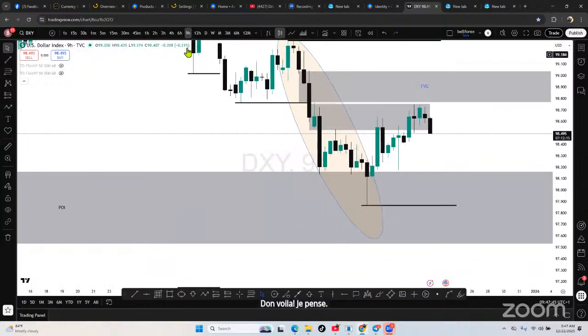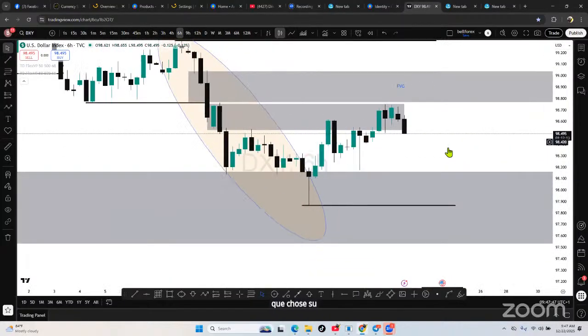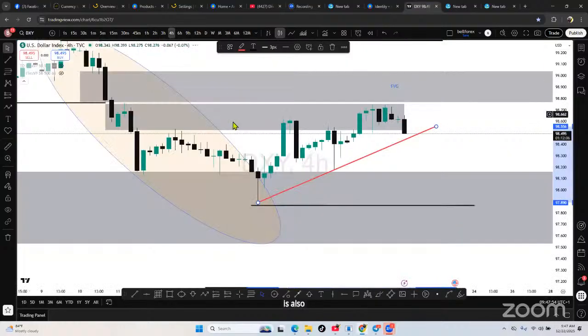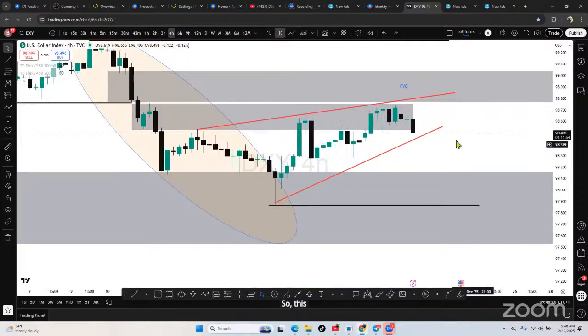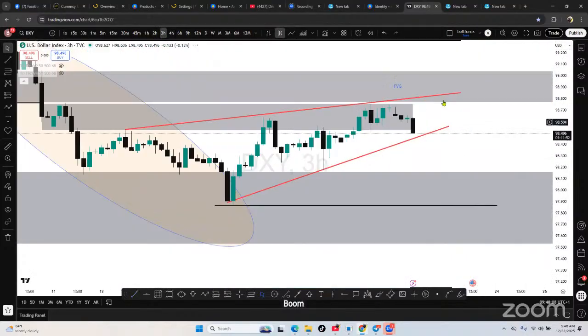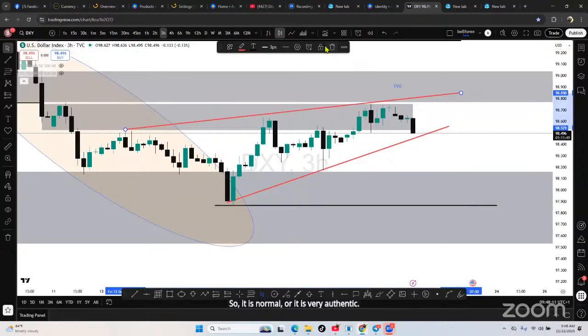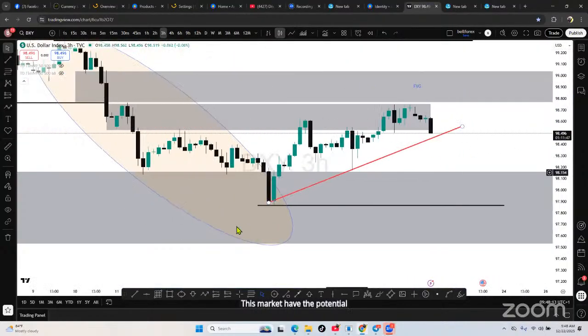Et pour ajouter un peu quelque chose sur ce que je viens de vous montrer, il y a aussi une ligne de tendance ici comme ça. Le marché l'a créée. It's also a trend line that the DXY has created. So it is pushing this market to move somehow like a little channel. So this is what we get. So it's normal, or it is very authentic, that this market has the possibility to come up and then react on this trend line and rally back to the upside.